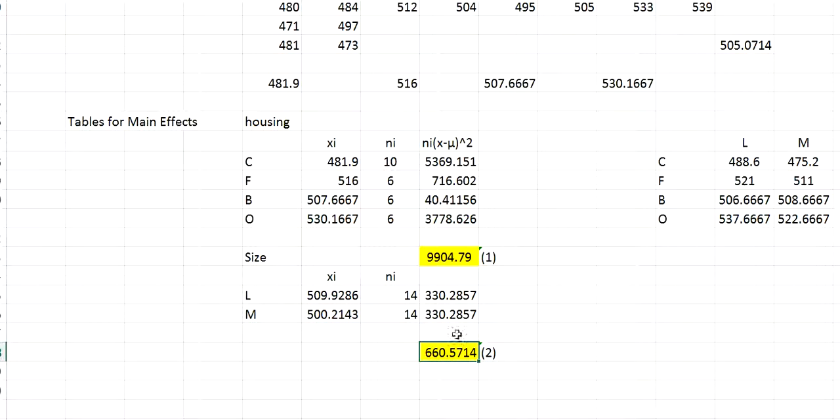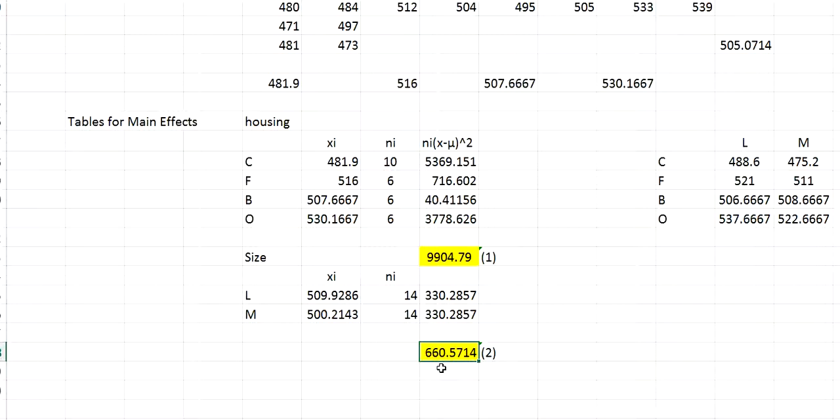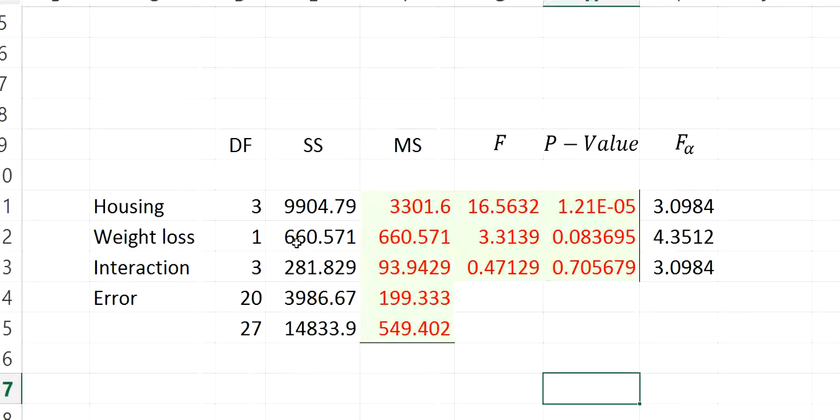Now when I add those two numbers, I get the sum of square of the main effect for the weight loss. The sum of square of the main effect is 660.5714, and there are 2 levels, so the degrees of freedom is 2 minus 1, which is 1. So for weight loss, the degrees of freedom is 1 and the sum of square is 660.5714.